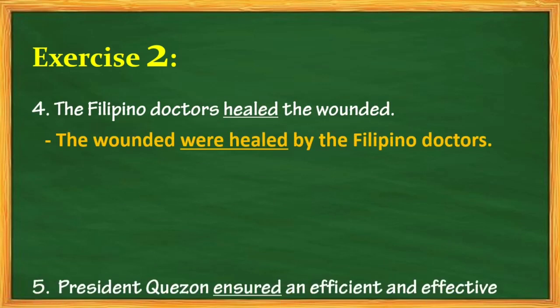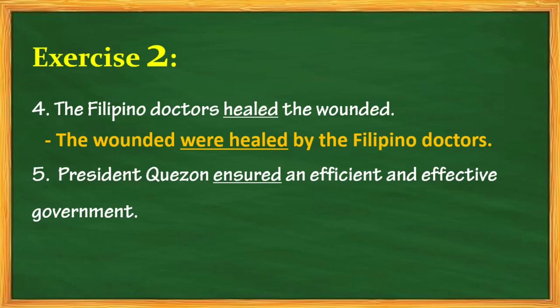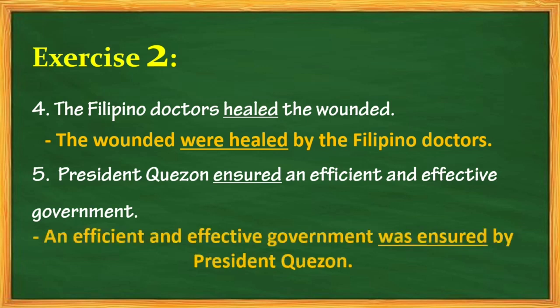And number 5, President Quezon ensured an efficient and effective government. The answer is, an efficient and effective government was ensured by President Quezon. Do we have the same answers? If that is so, congratulations!